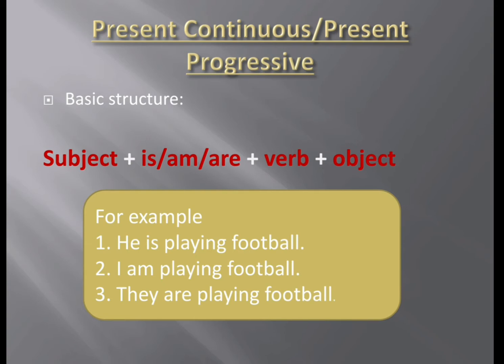While forming the sentence in the present continuous form, the basic structure is subject plus is/am/are plus verb plus object. Let's understand this with the help of some examples. The first example is he is playing football. The second one is I am playing football. The third one is they are playing football. So here he, I, and they are the subjects. Is playing, am playing, are playing are the verbs, and football is the object. The first two sentences are in the singular form, whereas the third sentence is in the plural form.